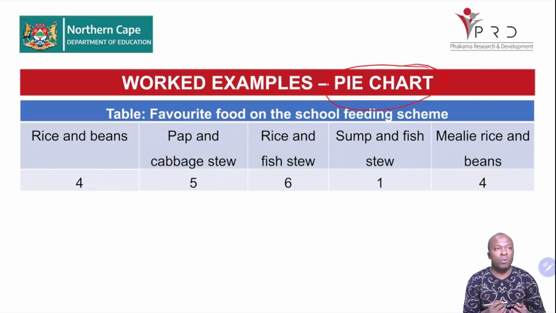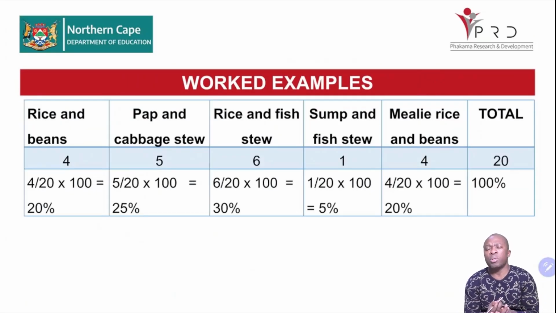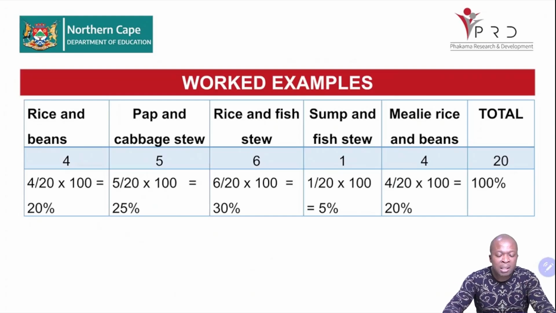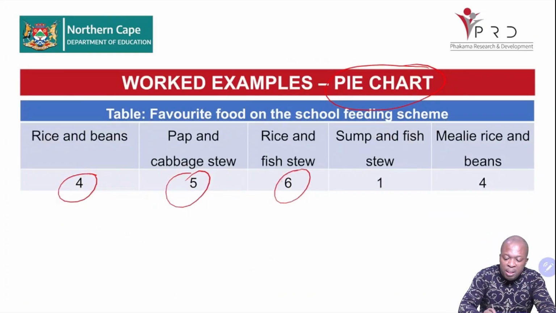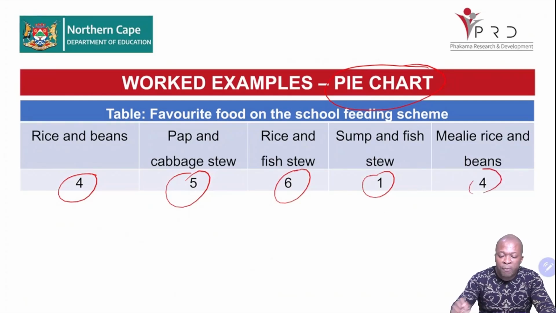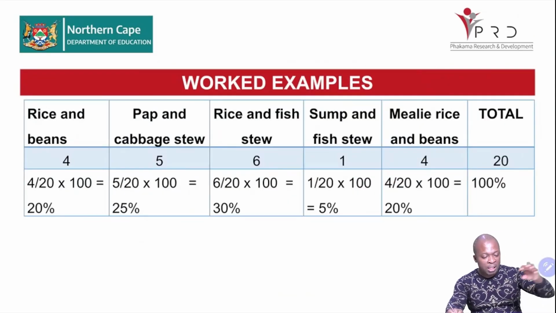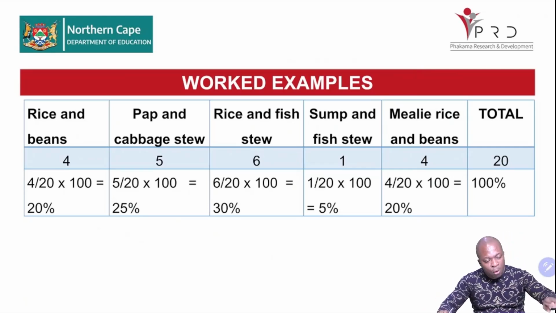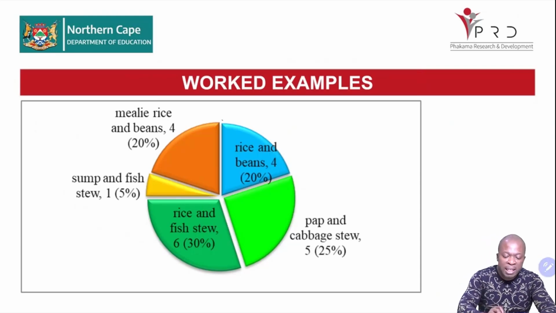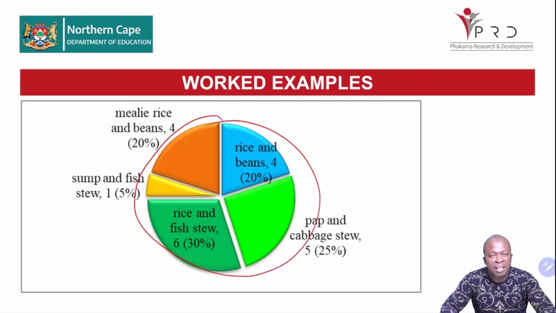The reason I'm showing you is for you to understand that, by the way, this is how it is done. Once you know this is how it is done, I'm sure it is easier for you to interpret and answer questions on them. Here we have 4, 5, 6, 1, 4, based on the favorite food. To calculate the various sections in terms of percentages, you first find the total, meaning add all the values and get your total. Then you take each one, divide by the total, times by 100. That's how you find it. Once you get the values, you can draw a pie chart like what you see here.